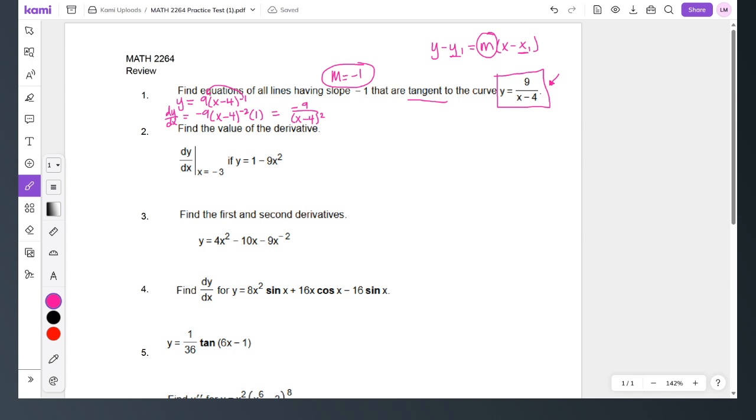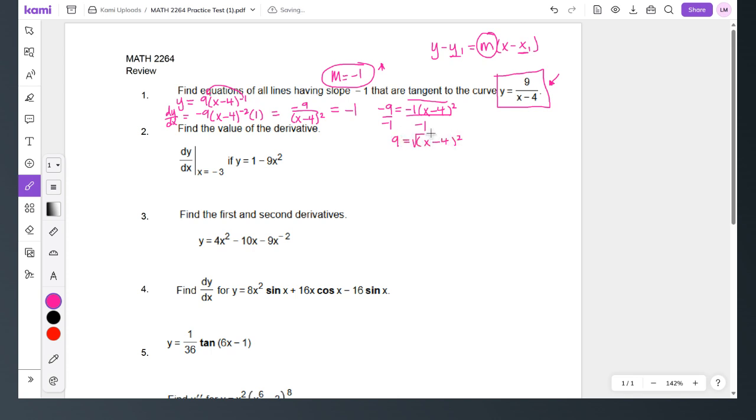All right, so I know this is equal to -1. This is my expression for the slope at any point. I want the slope at -1, so I set that equal to -1. I'm going to cross multiply. So -9 equals -1 times x minus 4 squared. I divided by -1 on both sides. So 9 equals x minus 4 squared.